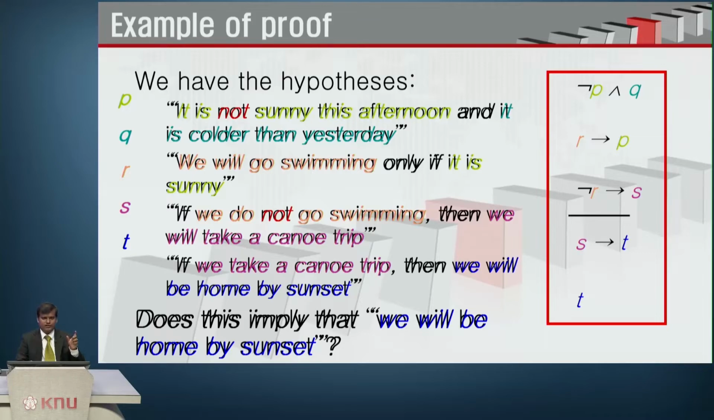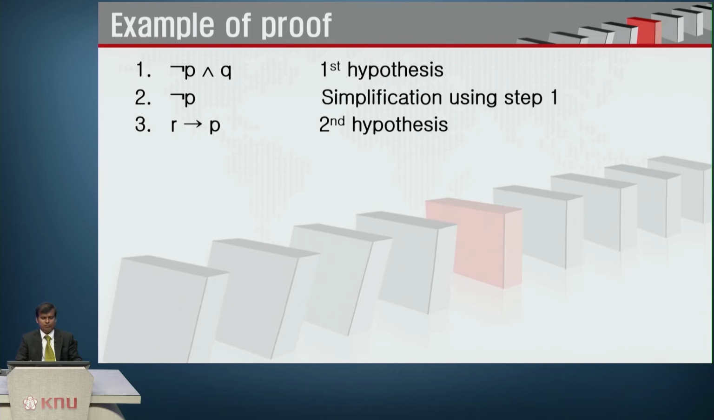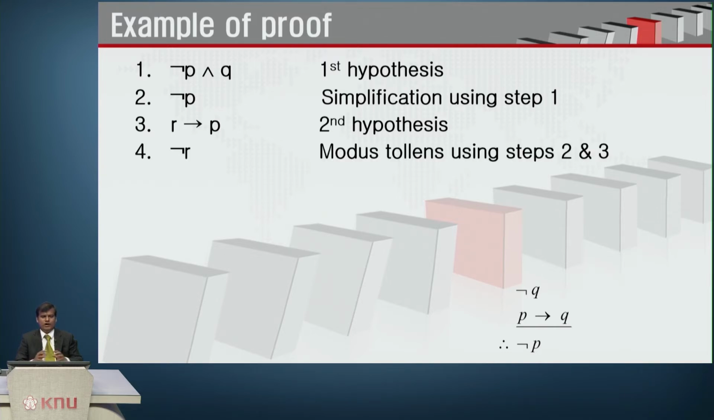Can you recall what it is? We will go swimming only if it is sunny. That is R implies P, your second hypothesis. So negation of Q, if that is given to be true, P implies Q, therefore negation of P. So here we have this form where from this we can conclude that it is negation of R.